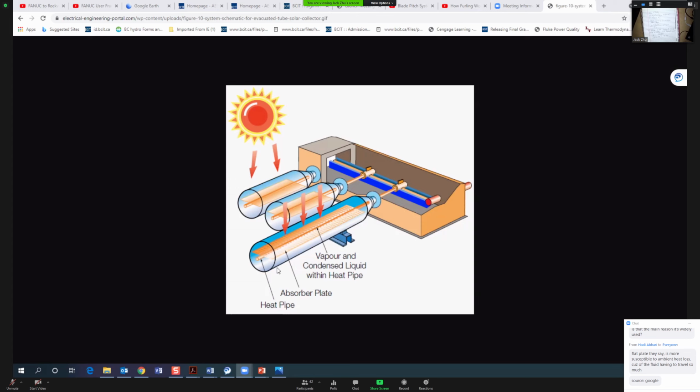They have a vacuum inside there. This is the heat absorbing plate. The plate is going to absorb the heat, then transfer it to the heat pipe. There's some liquid in there, and the liquid becomes vaporized and rises to the top. This is flat, but they usually don't mount it flat. They mount it at an angle.